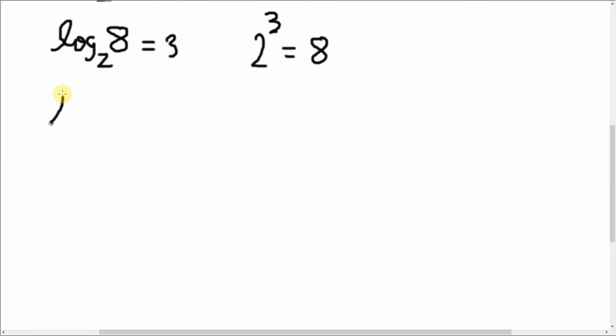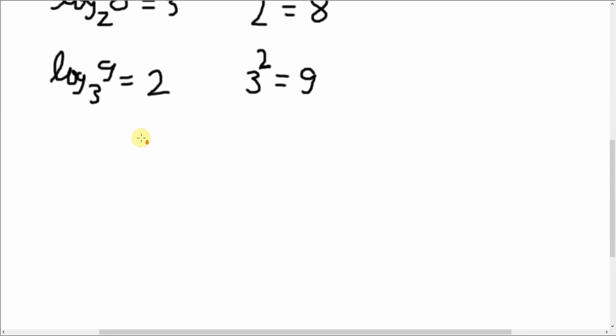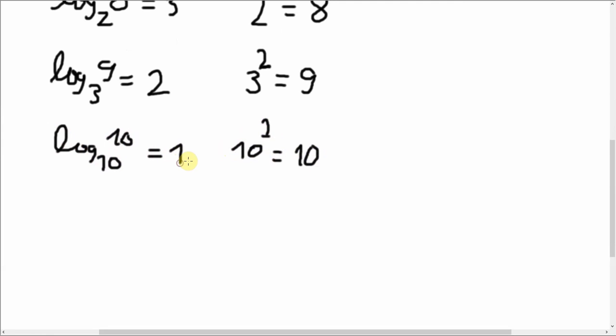Let's see another example. A logarithm of 9 in base 3 is equal to something. So let's see. 3 to some power is equal to 9. And what is this number here? Well, it's obviously just 2, so the result is 2. And a logarithm of 10 in base 10 is equal to something, so 10 to some power needs to be equal to 10, and that is just 1. So the answer is 1.